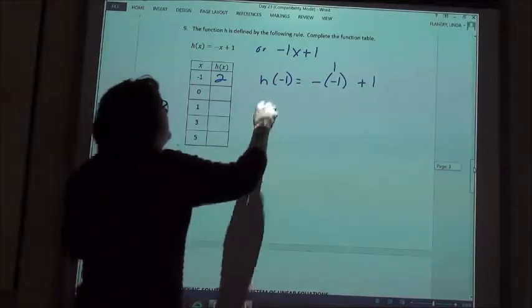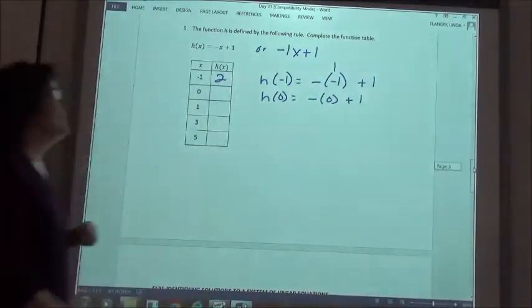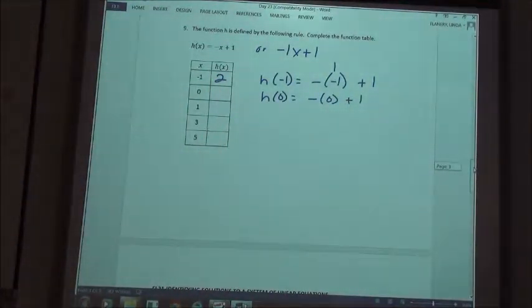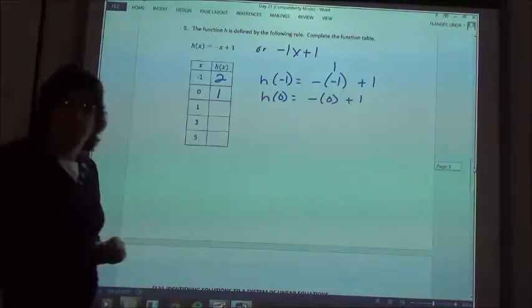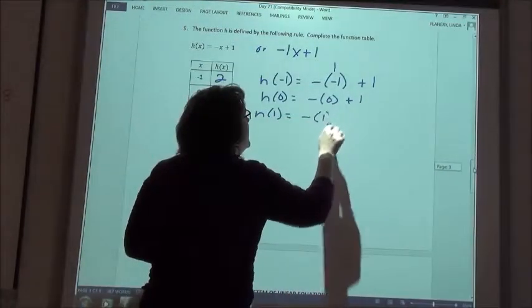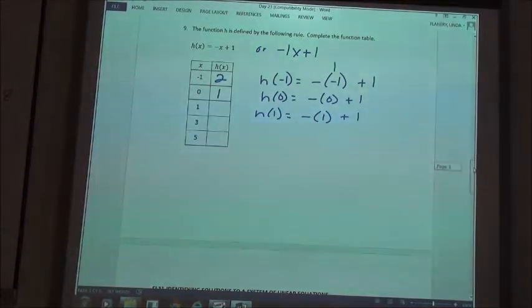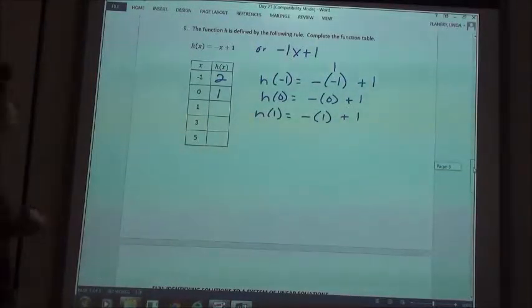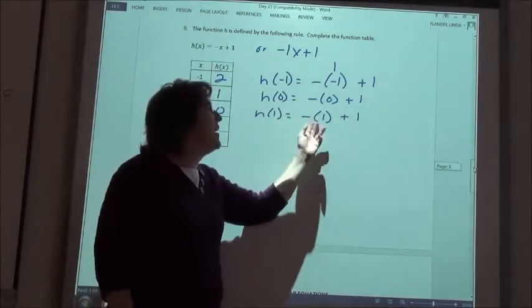h of 0. We'd have minus a 0 plus 1. My answer on that would just be? 0. No, plus 1, because this would be 0, and 0 plus 1 is 1. And we're going to do h of 1. So I have minus, and then in parentheses is 1, plus 1. If I figure that out, I get an answer of 0. Right? Negative 1 times a positive 1 makes that negative 1, and a negative 1 plus 1 is 0.